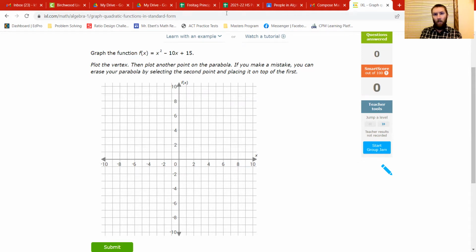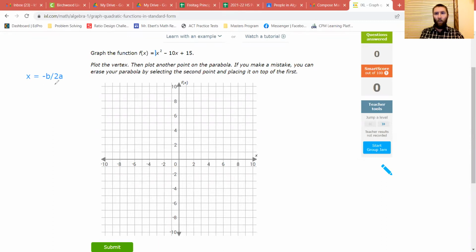As a reminder, the x coordinate of the vertex is going to follow the formula x equals negative b divided by 2 times the a value. That is going to be the x coordinate of our vertex. The a value is the number in front of x squared, which in this case is a 1. The b value is what's in front of x, which is a negative 10. And the c value at the end is plus 15, which we don't actually need for this formula.